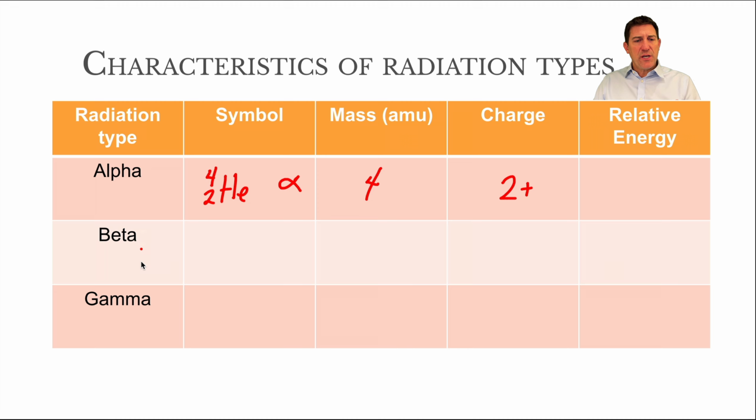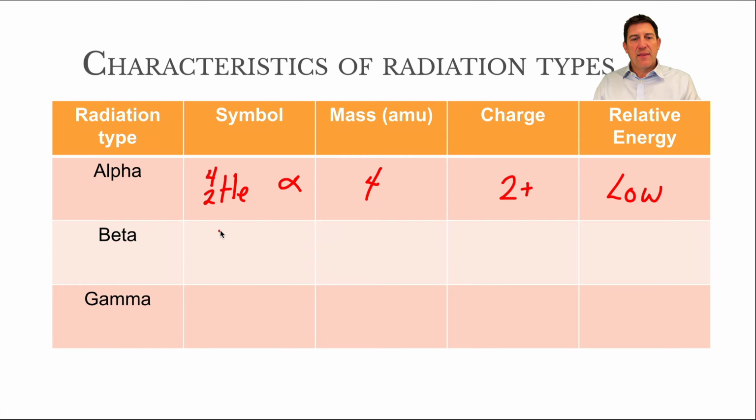Now the relative energy, we're just going to compare these three. This one has the lowest of the three. So an alpha particle doesn't have a ton of energy. It's like a little subatomic bullet shooting, but it doesn't carry a ton of energy. That'll be important in some later lessons.